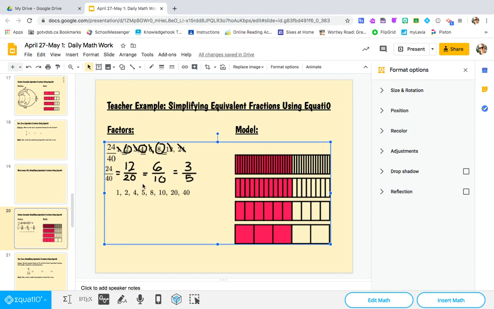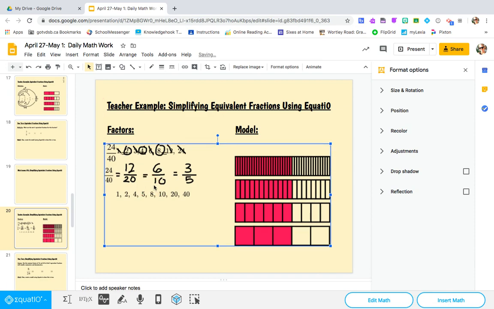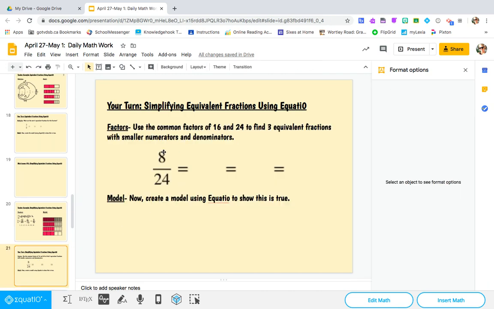So there we go. We have our equivalent fractions by dividing. We have our model of that, and it's going to be your turn again. I've given you the larger fraction 8/24. You are going to divide that by those common factors and then create your own models for that.